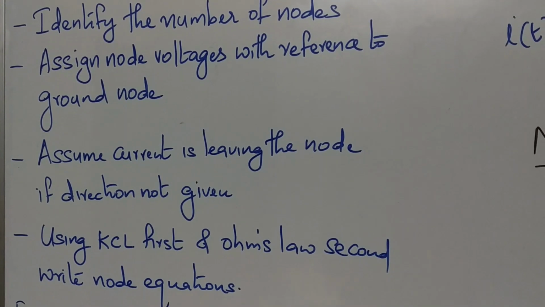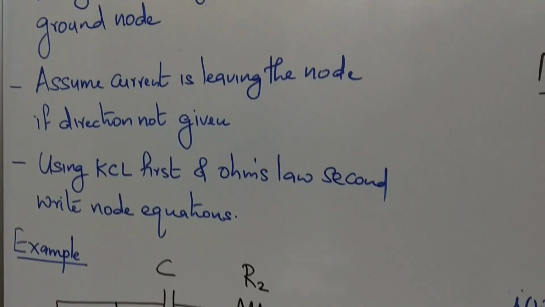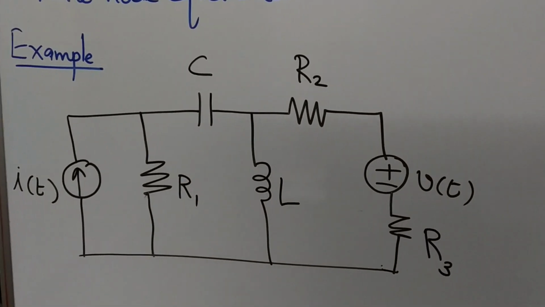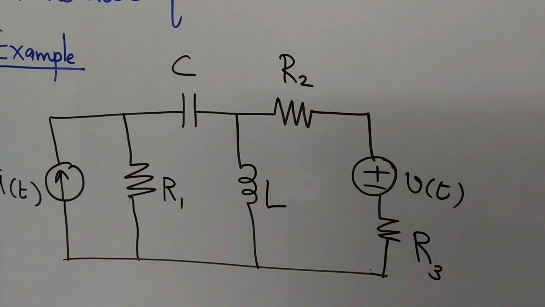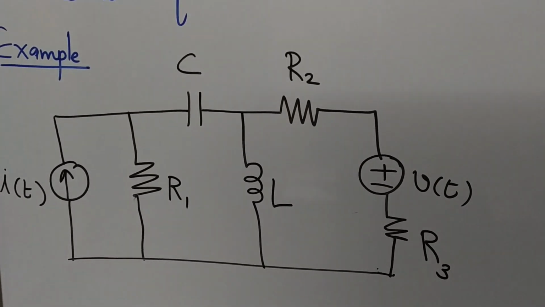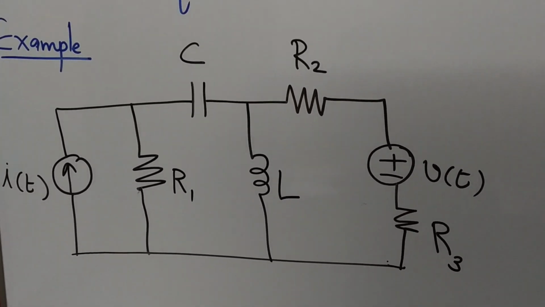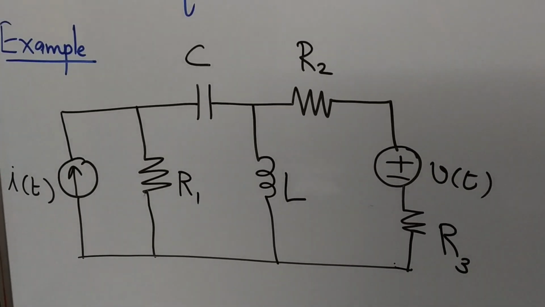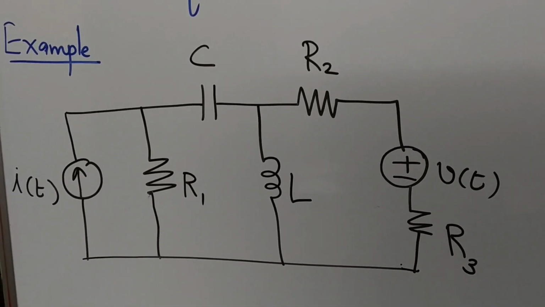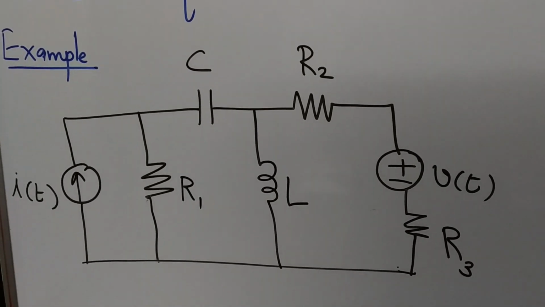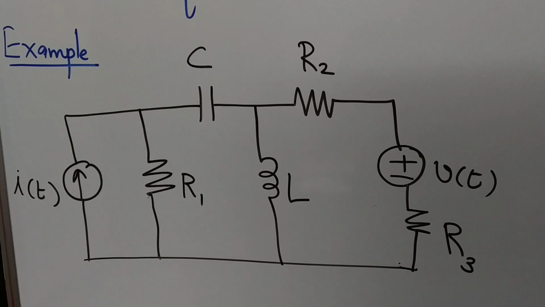Now, to get a better understanding of this, we'll consider a circuit. Now, consider this circuit. This circuit contains all the network elements which we have learned. It has both a current source as well as a voltage source. It has a resistor, inductor and capacitor. So, it is the best example to explain node analysis. You can draw the circuit in your notebook.